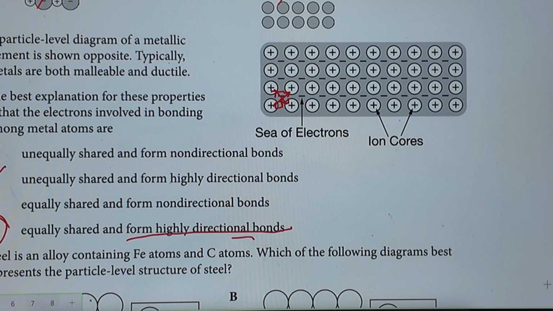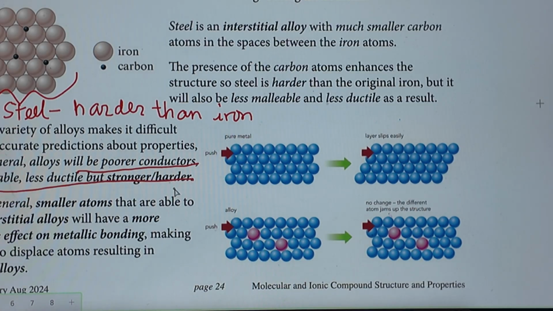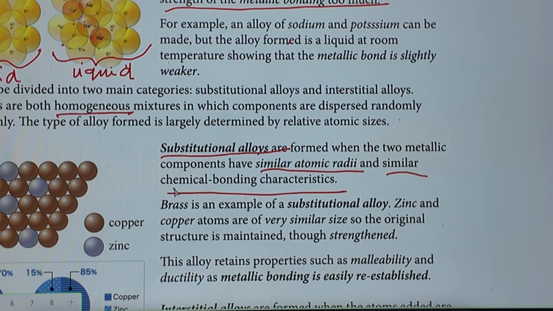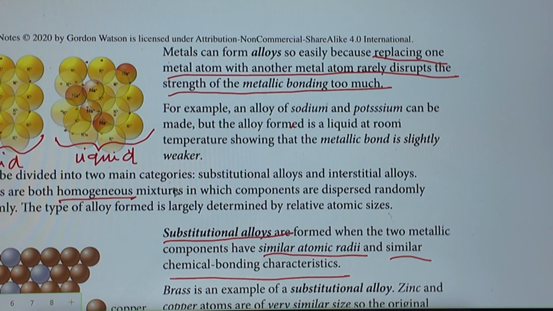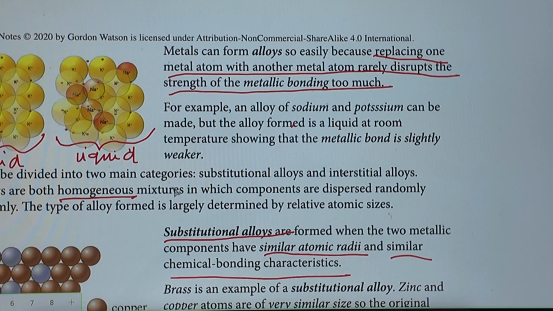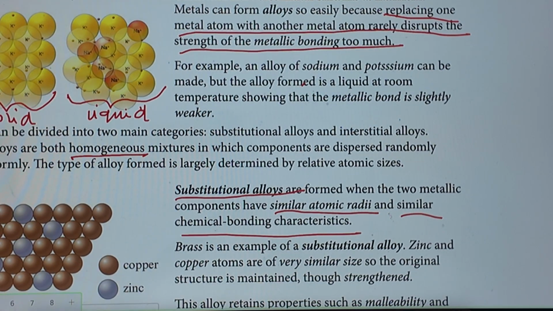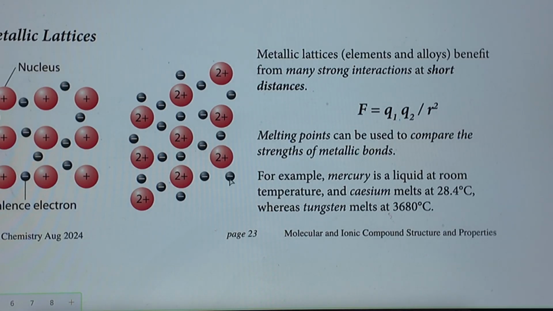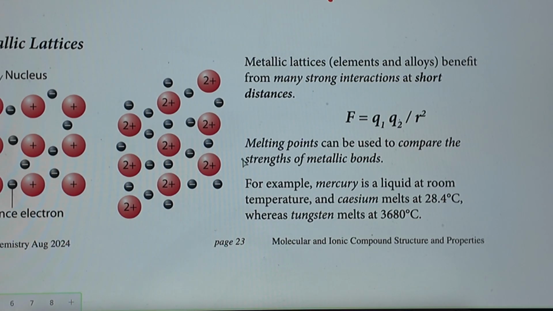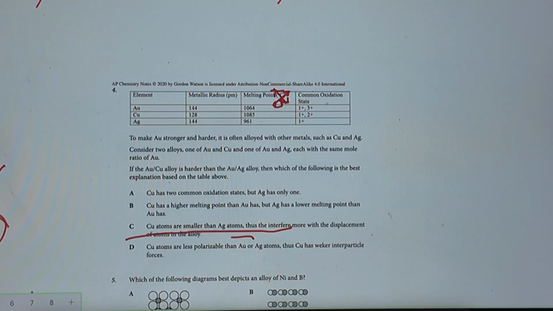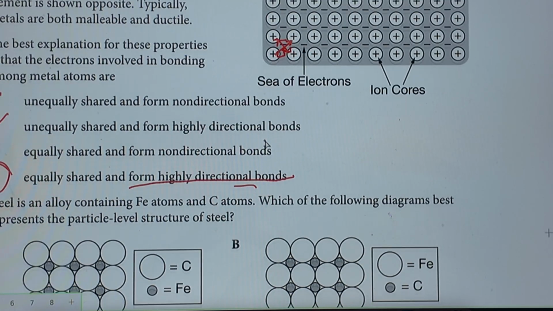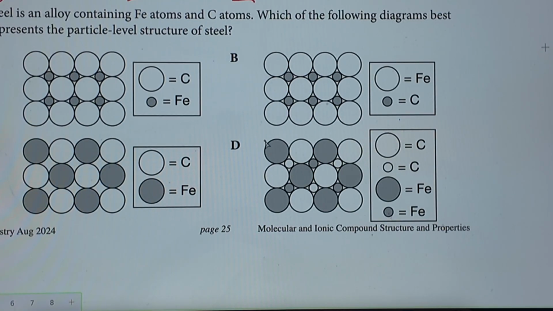Do they mention that in the earlier chapter? Earlier in the chapter? Short distances. And yeah, it seems directional because where else would the bond form? How else would the bond form? Okay, moving on. Question number 3.